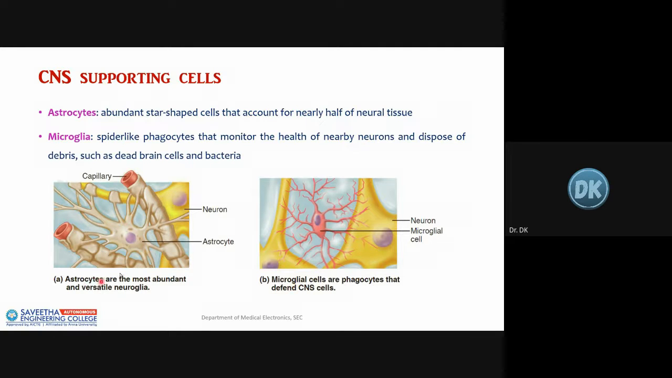So first one is astrocyte. So astrocyte அப்படின்னா star like cell which will connect the neurons. Microglial cells are the phagocytes that defend the central nervous system. Okay, so these are the first two types.